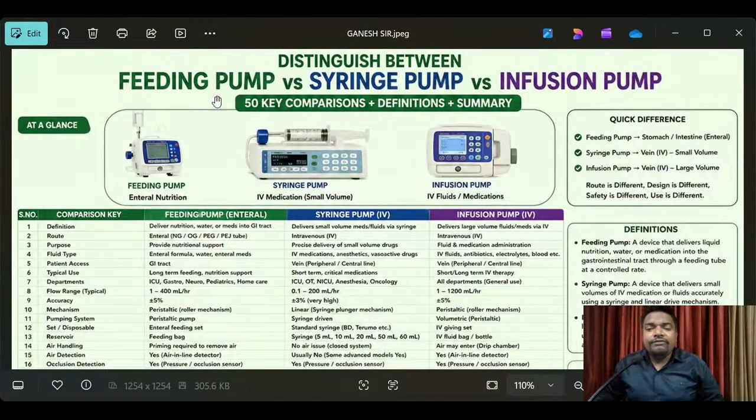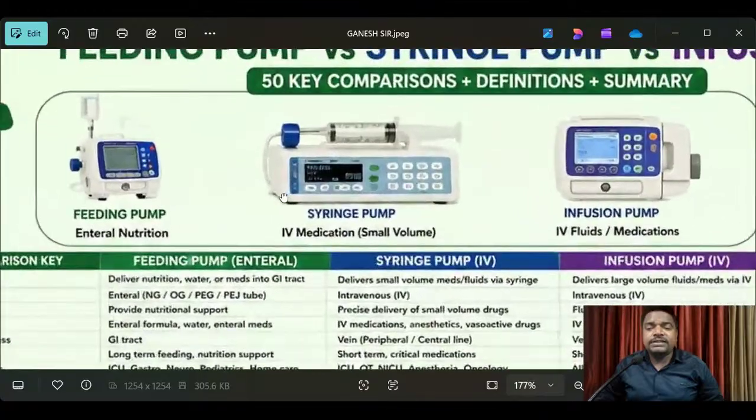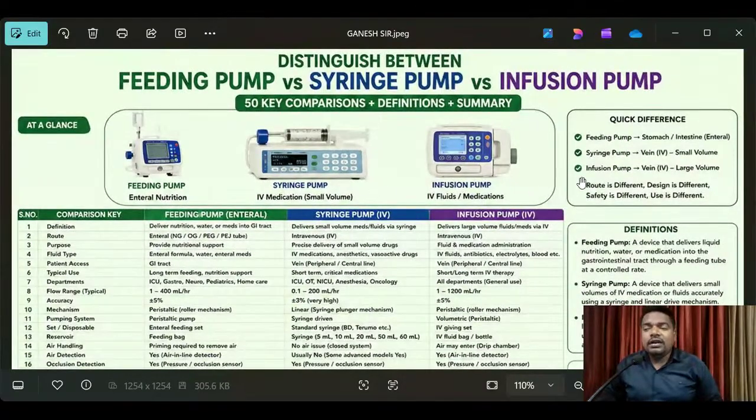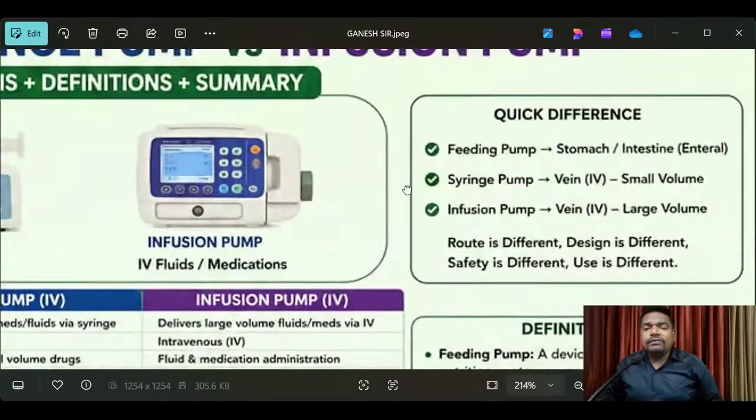Distinguish between feeding pump versus syringe pump versus infusion pump: 50 key comparisons plus definitions equals summary. All these things I'm going to share at a glance for your knowledge. Feeding pump, syringe pump and infusion pump are all medical equipment available in ICU. First of all, we have to review this.